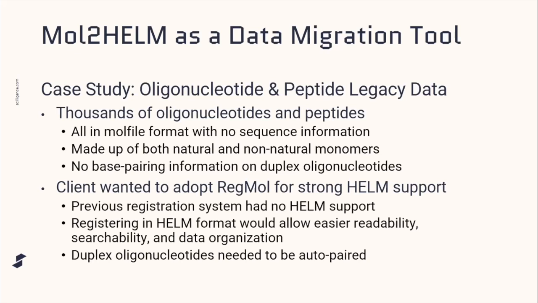The client wanted to adopt RegMol because of our strong HELM support. The previous registration system they were using did not have HELM support, and registering these structures in HELM format would allow them to be more readable through the pictorial representation, be more searchable by searching by what monomers are present in the structure instead of having to do small molecule substructure searching, as well as organizing their data, again, based on what monomers are present and how they're connected, instead of looking at every atom and bond. Additionally, their duplex oligonucleotides needed to be auto-paired upon conversion to HELM. And that was also something that we were able to help with.